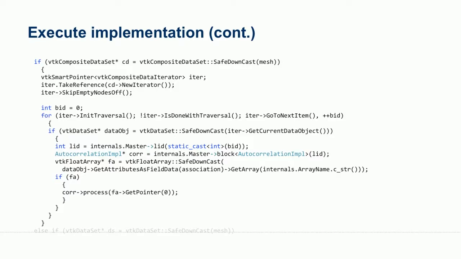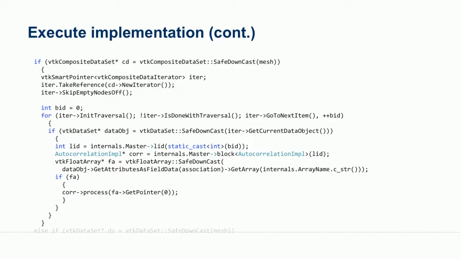This is an example of using the iterator. So we're going to walk over that tree. We're going to call the method get current data object. So that just returns the VTK data object at the current node in the tree. And we're going to do this safe downcast again. It's equivalent to a dynamic cast to the VTK dataset.